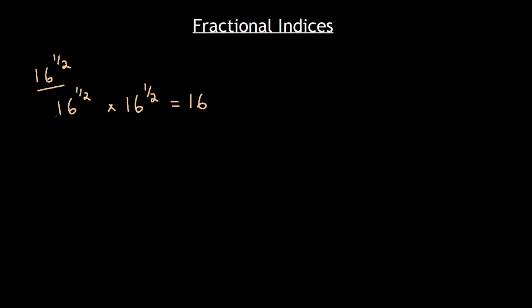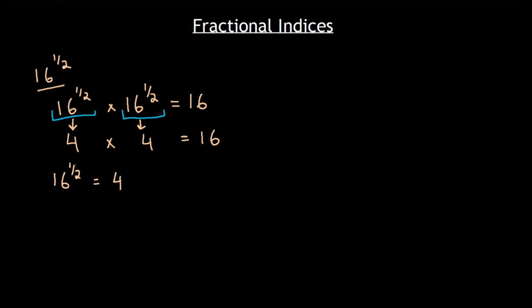Now what we have here is a number, and this number is exactly the same as this number here. What other number can we think of that when it's multiplied by itself makes 16? The only number we could think of is 4, because 4 times 4 is 16. So this 16 to the power of a half is the same thing as saying 4. In other words, 16 to the power of a half makes 4.